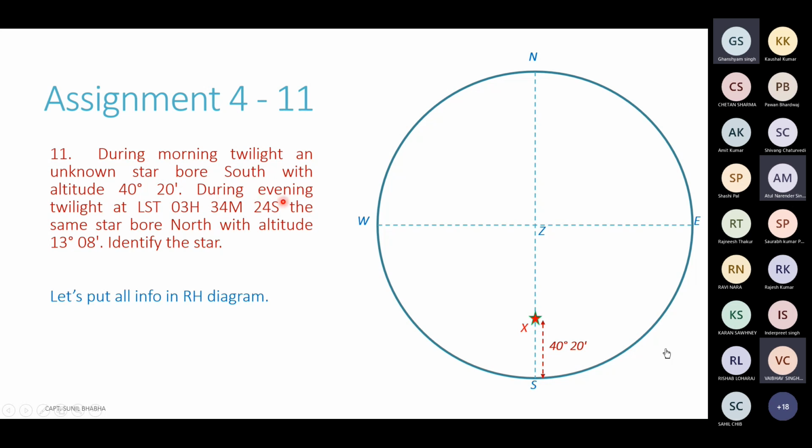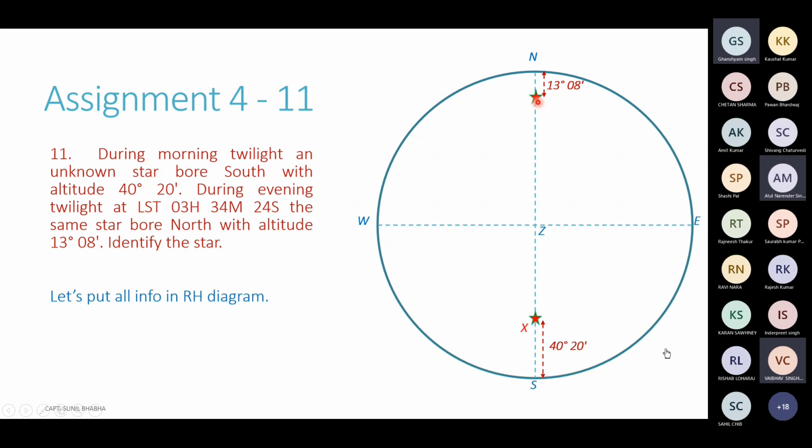Further, the question says that during evening twilight at such and such LST, the same star bore north. North bearing is represented by ZN. The star had an altitude of 13 degrees 08 minutes. Now point N represents the horizon here. So if we go 13 degrees 08 minutes above the horizon, this is where the star is at the time of evening twilight.